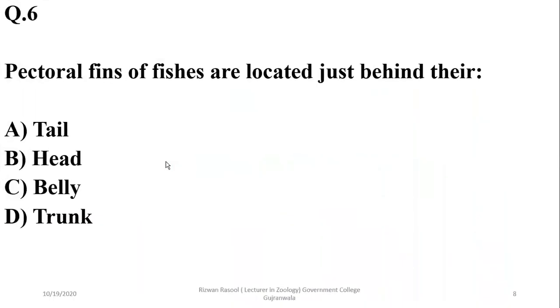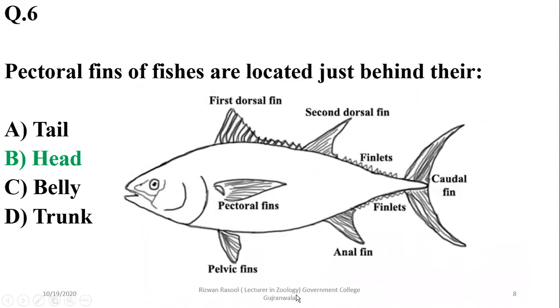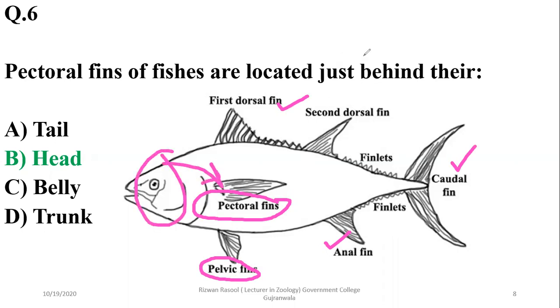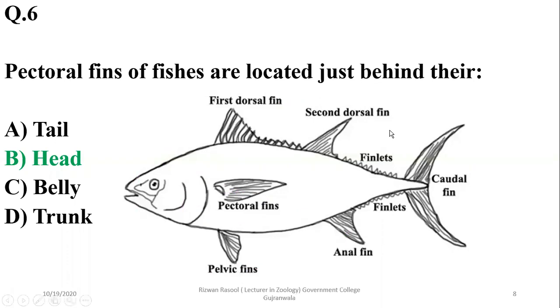Number six. Pectoral fins of fishes are located just behind their head region. As you can see over here, fishes have two types of fins, paired as well as unpaired. Their paired fins include pectoral as well as pelvic. P for paired and P for pectoral as well as pelvic. The upper fins are known as dorsal. Lower fins, sometimes ventral or near the anus, anal. And tail fins are termed caudal fins. As you can see over here, pectoral fins are just located behind their head region. So the right option over here is beta.